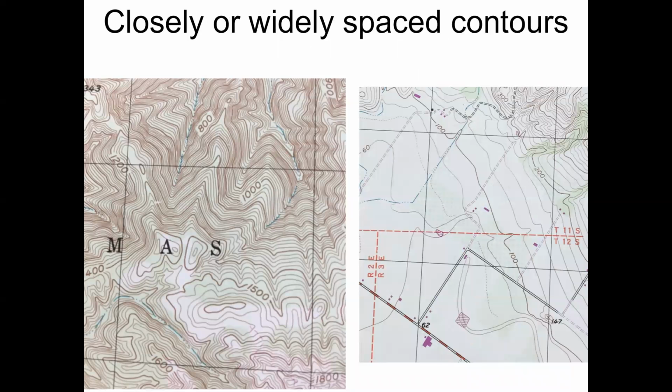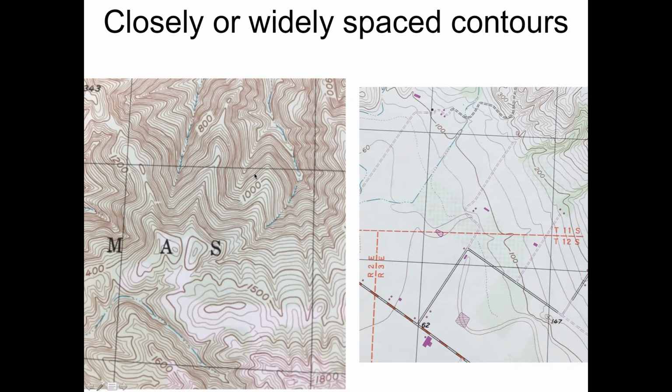The spacing of contour lines on the map tells us a lot about the slope of the land, what the terrain of the land is like. So on the left here, we have some contour lines that are spaced very, very closely together. And on the right, we have a map showing contour lines spaced fairly widely apart, at least in this area of the map. So what does this tell us about the slope of the land? What does this tell us about the terrain of the landscape?